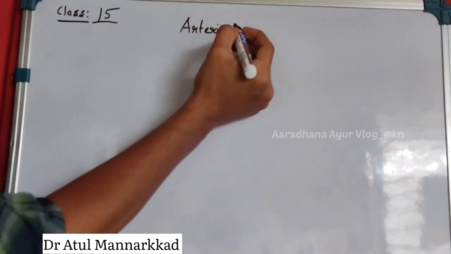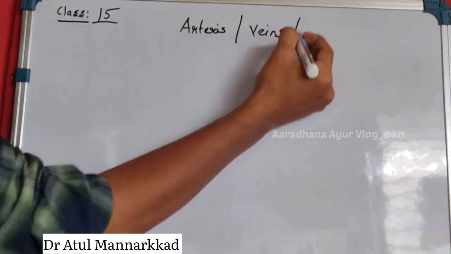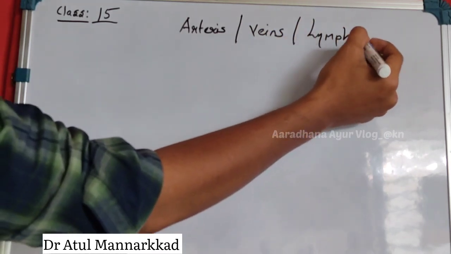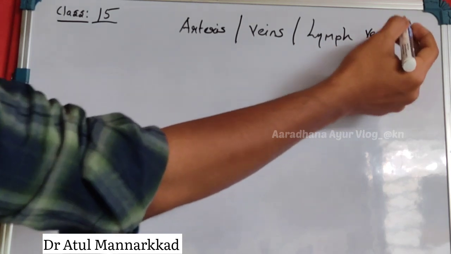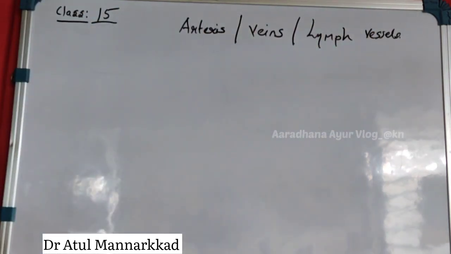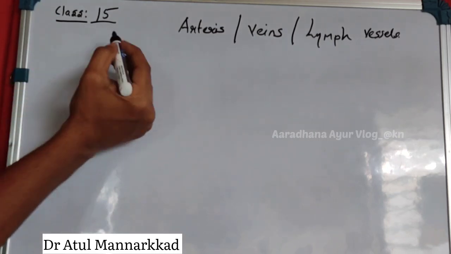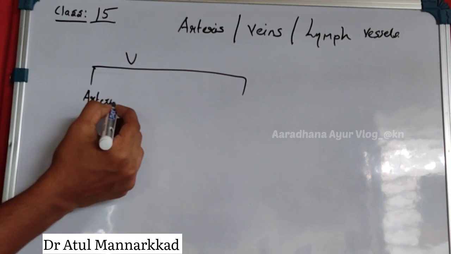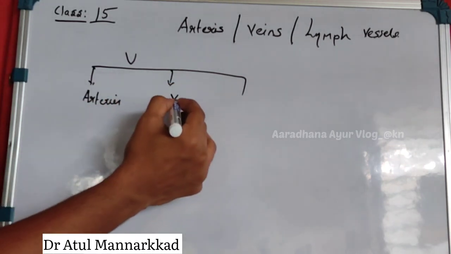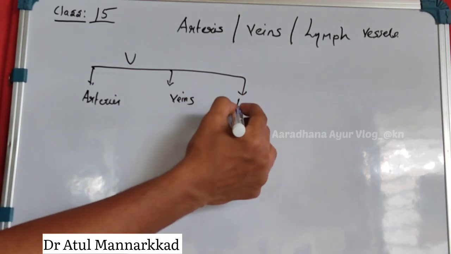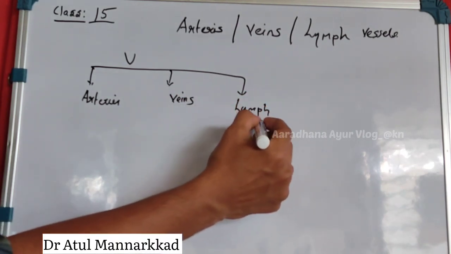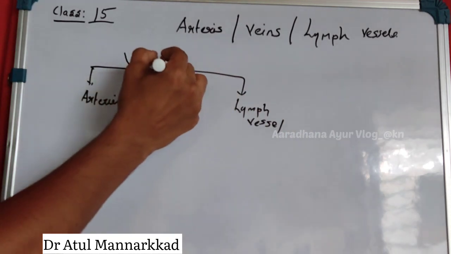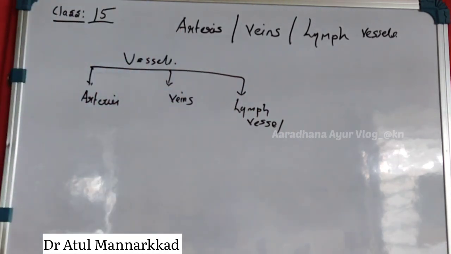Arteries, veins and lymph vessels. Vessels are divided into three types: the first one is the arteries, the second is the veins, and the third is the lymph vessel. So it's a channel. Let's see what these arteries, veins and lymphatic vessels are.